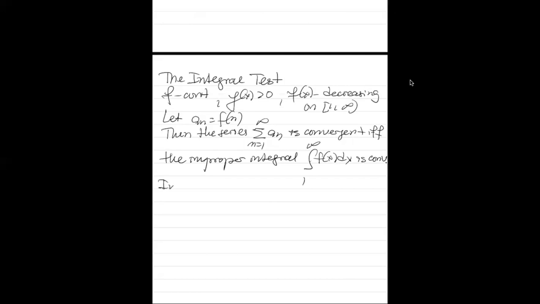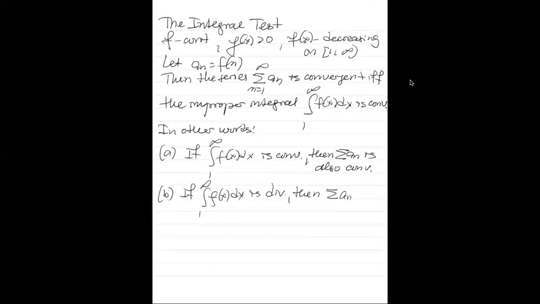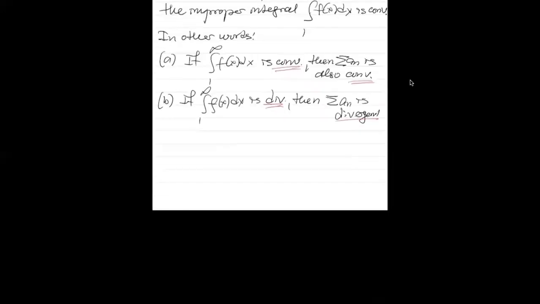In other words, let's restate this. A, if the improper integral from 1 to infinity f of x dx is convergent, then the series is also convergent. And B, if the improper integral f of x dx is divergent, then the series a sub n is divergent. So we have this connection. If the integral is convergent, the series is convergent. If the integral is divergent, the series is also divergent.